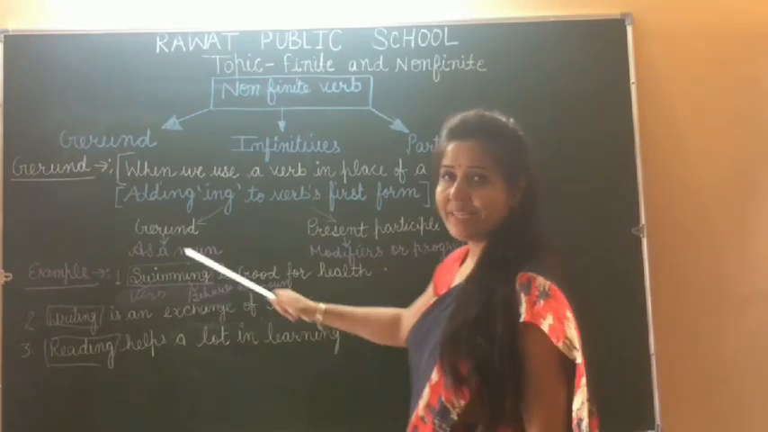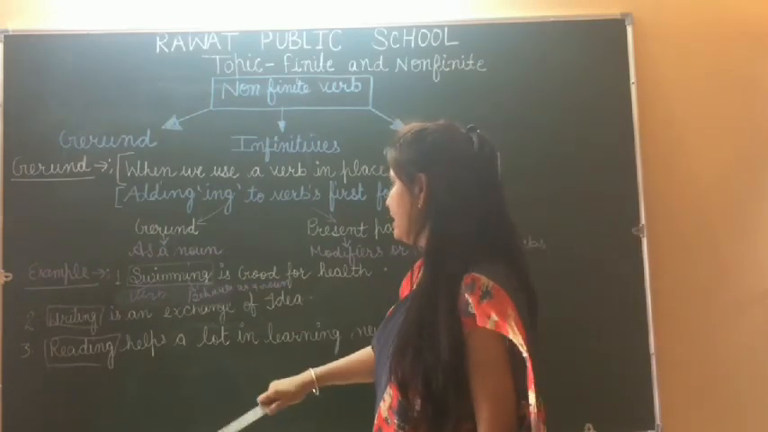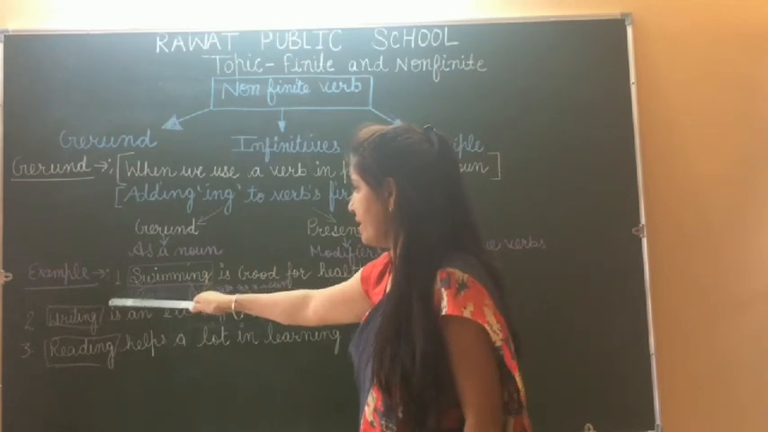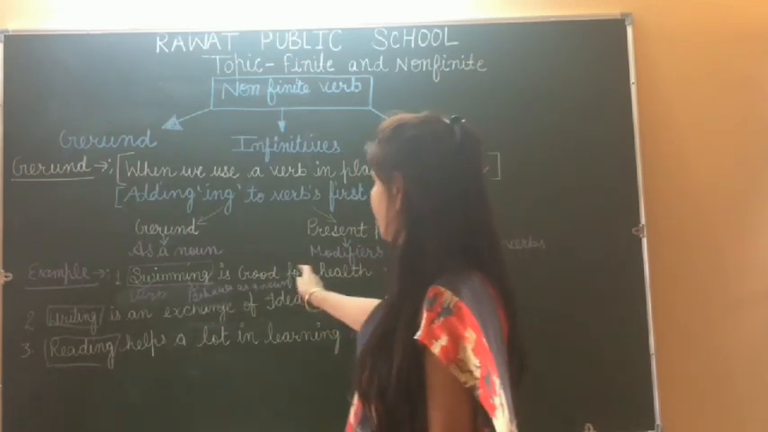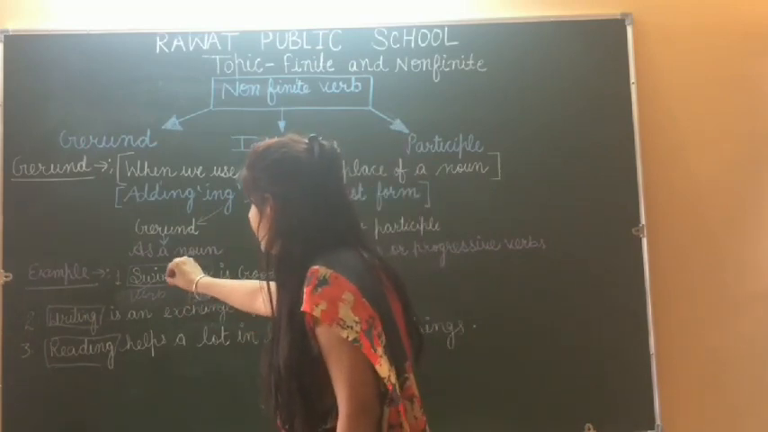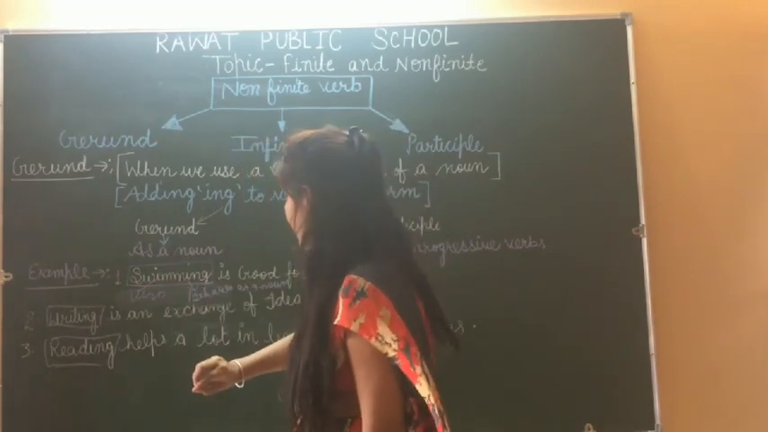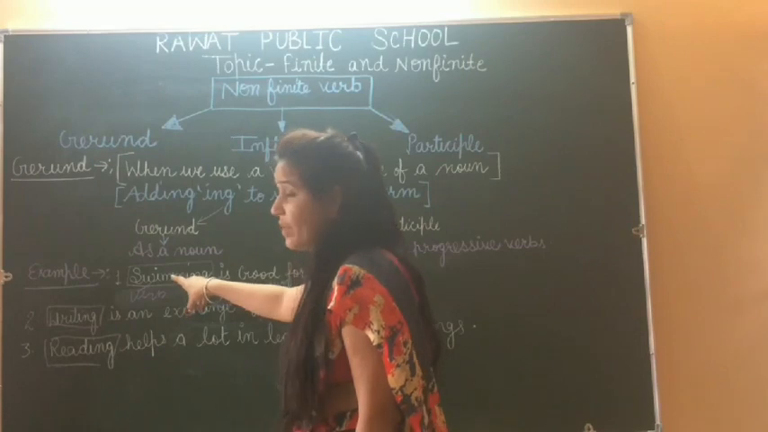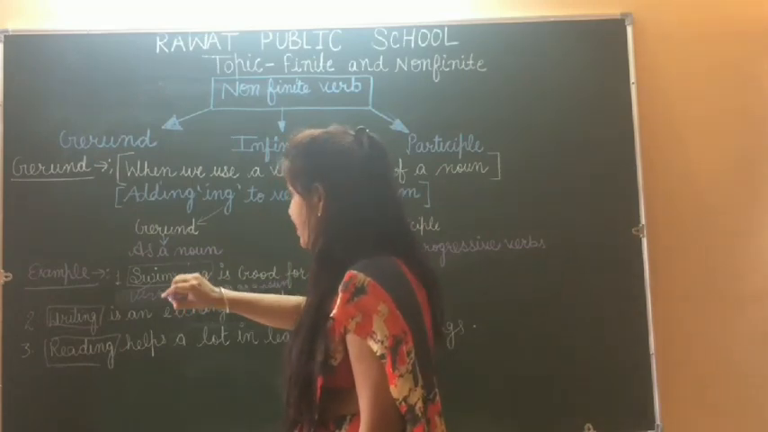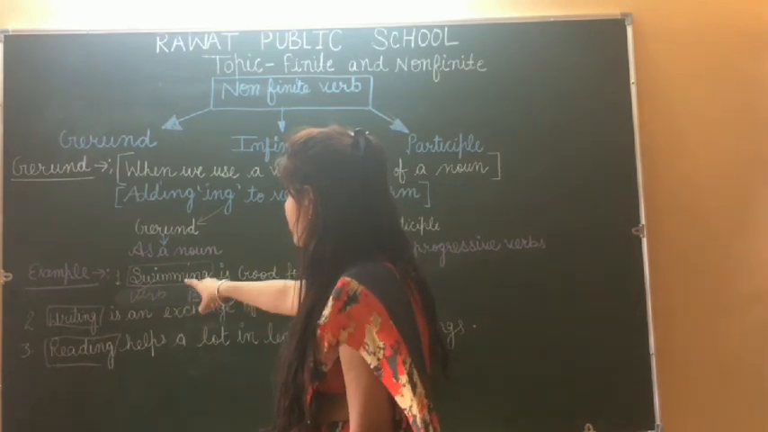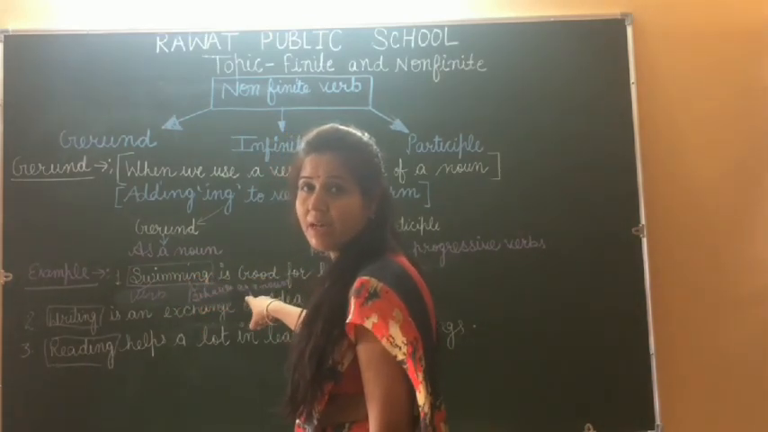Okay, so let's see the example to make it clear. First example is, swimming is good for health. Swimming is good for health. Okay, so swimming is a verb, but we are writing swimming in the place of the subject. So swimming behaves as a noun.